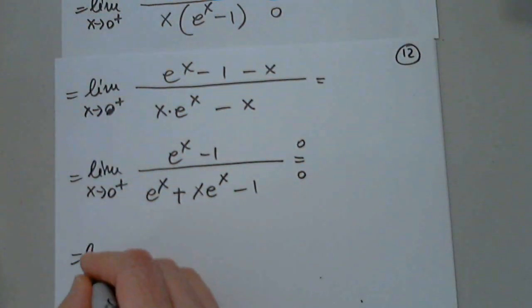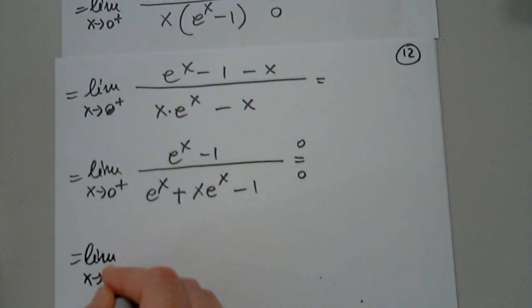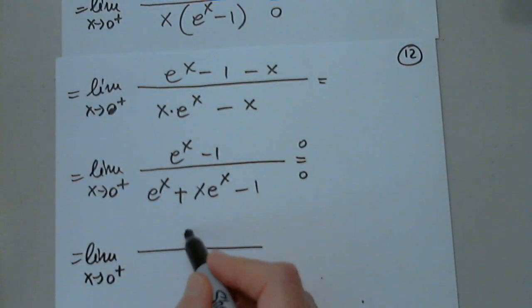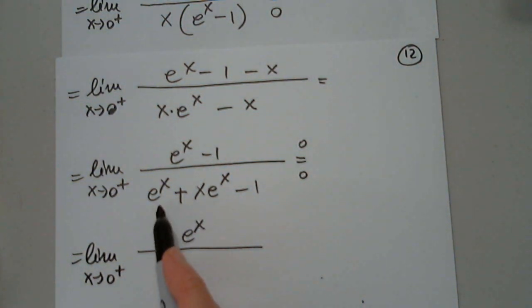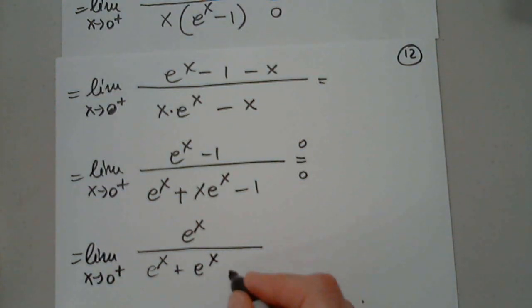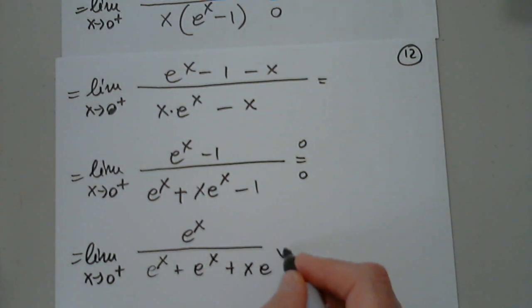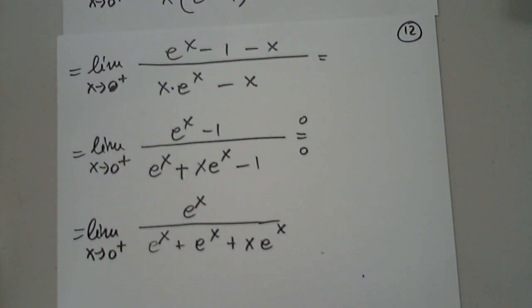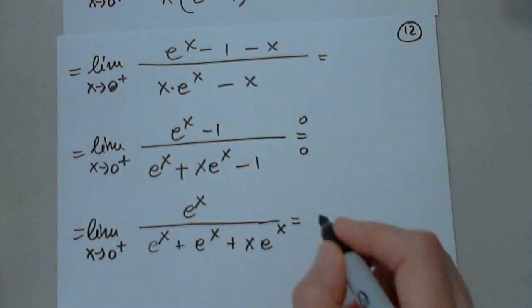We continue. Limit as x approaches 0 from the right. So the top prime is just e to the x. The denominator prime is e to the x plus first function prime is 1 times e to the x plus x e to the x. And this prime is 0. Now we have to be careful and factor out. What will I factor out in the denominator?